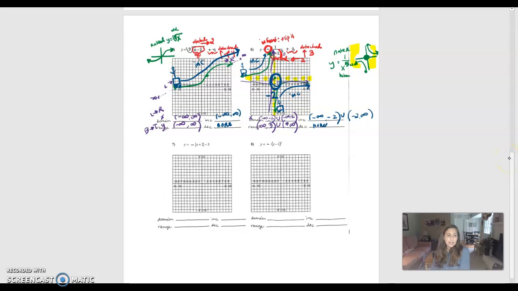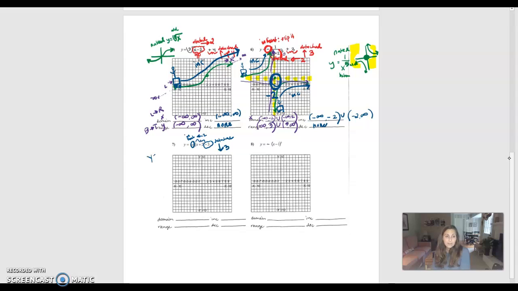Okay, I'm about out of time, but I'm going to just graph these two for you, 7 and 8, and then let you answer the questions. So let's look at 7. I have a +2 attached, so it's going to do the opposite, which is left 2. I have a -3 detached, so it's going to do as I would expect, which is going to be down 3. And then I have a negative in front, and the negative in front is going to flip this down.